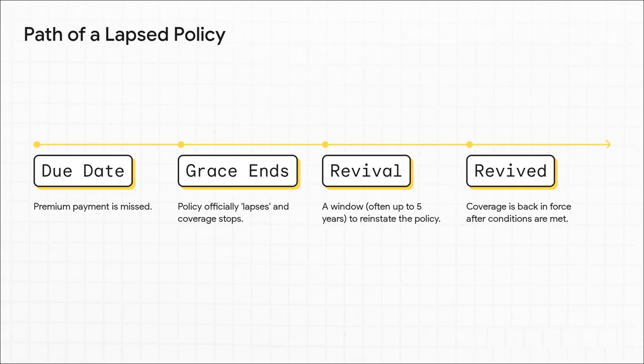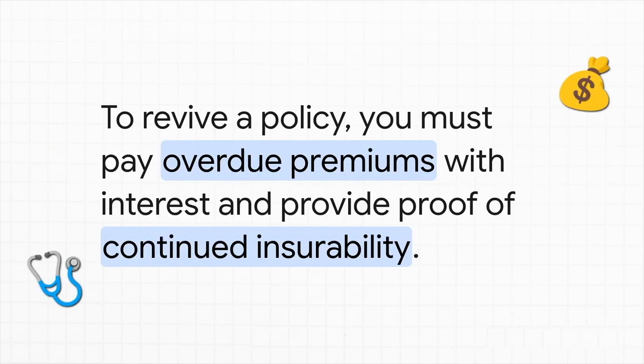Insurers usually give you what's called a revival window, often up to 5 years to bring that policy back from the dead. But reviving a policy isn't exactly automatic. You've got to pay all the premiums you missed, plus interest. And you might also need to provide proof of continued insurability, which is just the insurance company's way of saying, hey, you have to prove you're still in pretty good health and your risk level hasn't skyrocketed.